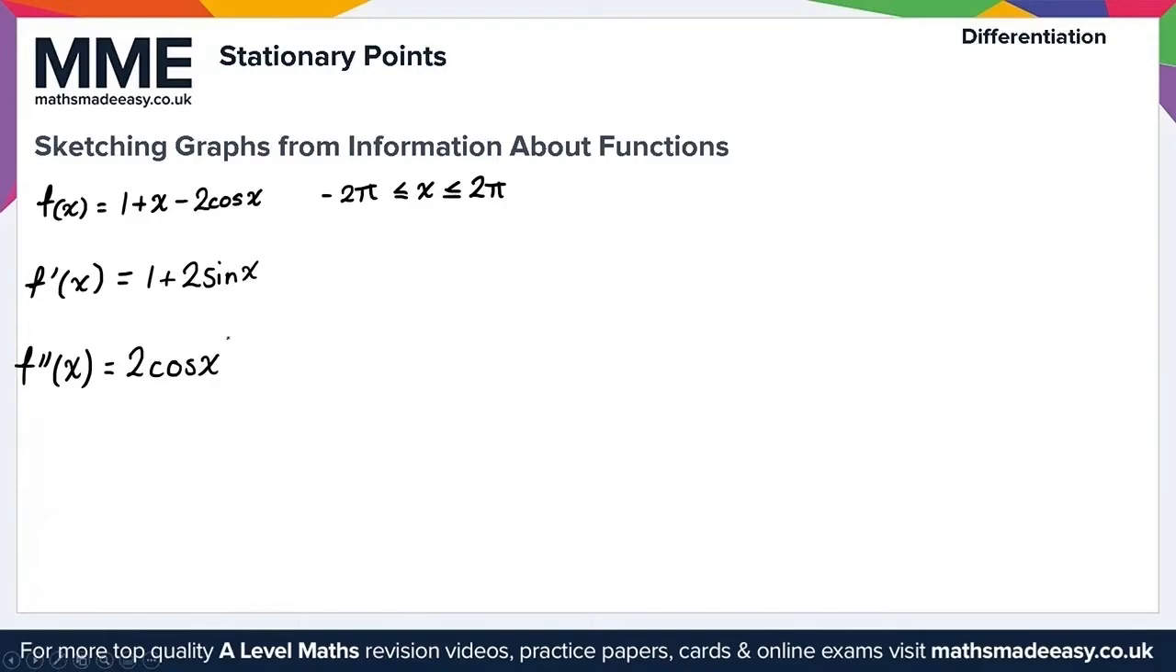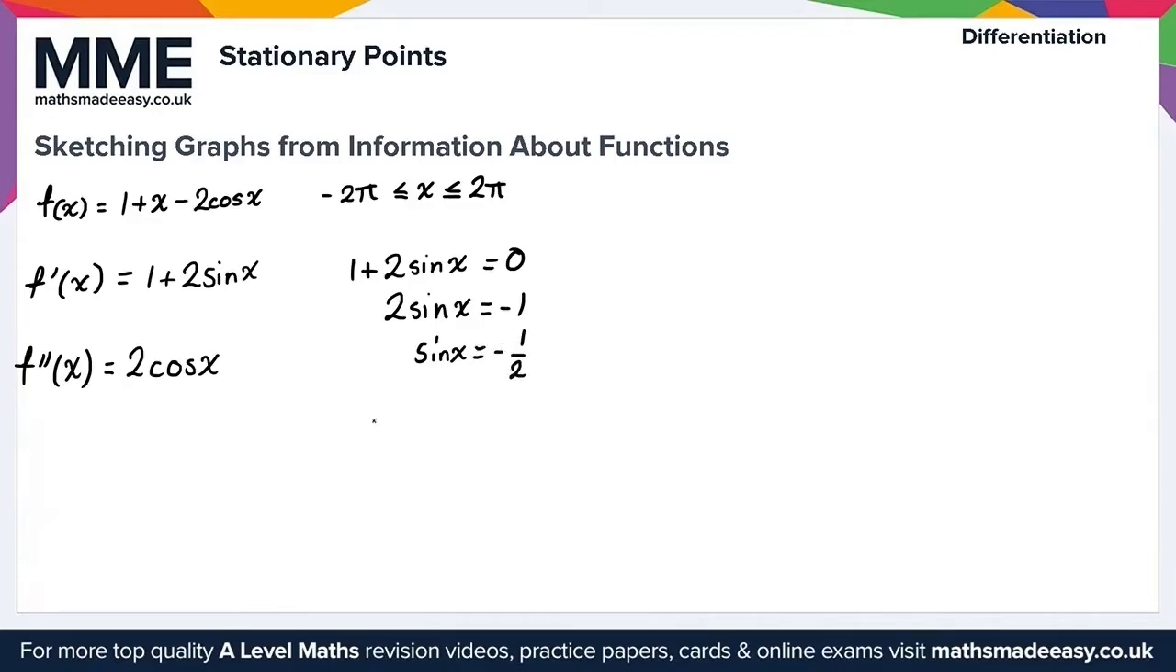Okay? So therefore, any stationary points will occur when f prime of x is equal to 0. So in that case, 1 plus 2 sin x is equal to 0. So solving here for sin x, well, 2 sin x is equal to minus 1. So therefore, sin x is equal to minus a half.